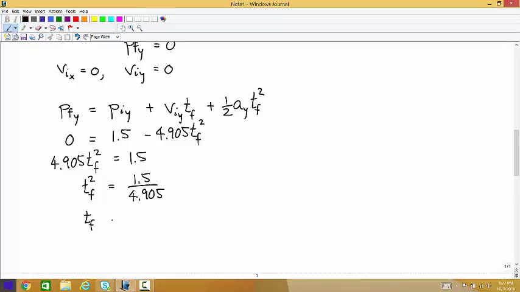Take the square root of that, and what do you get for tf? What is it? 0.55. And the square root means there's a plus or minus. Which one do we want? Positive, because it's time. That's easy.